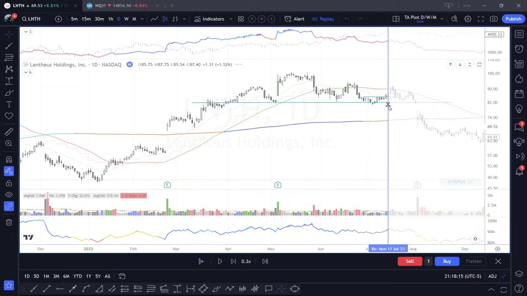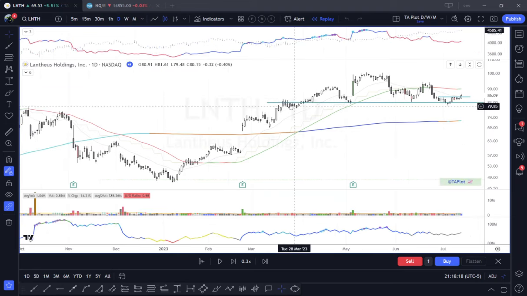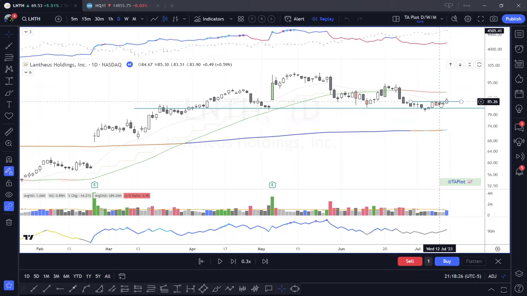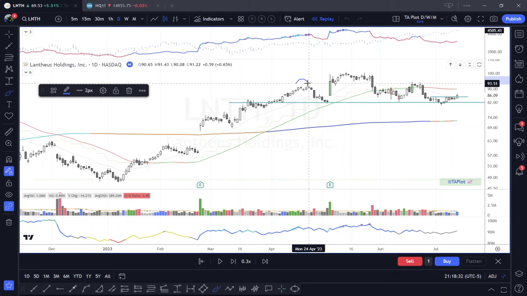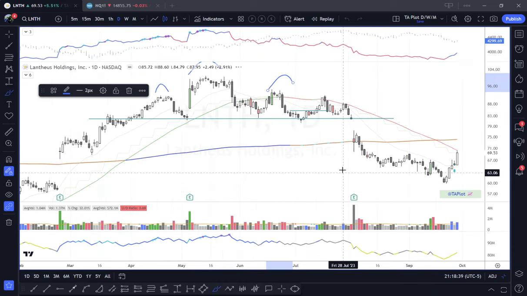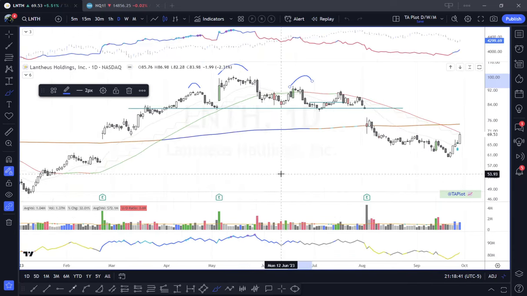So let's go back here. This was the resistance. We broke out, tested it, support, and then back to support, and then back to support, and now building this cheat. So I like to see that. Now, in hindsight, this looks like a really nice head and shoulders, right? And then it broke down, and all she wrote. All right, so I wanted to point that out.